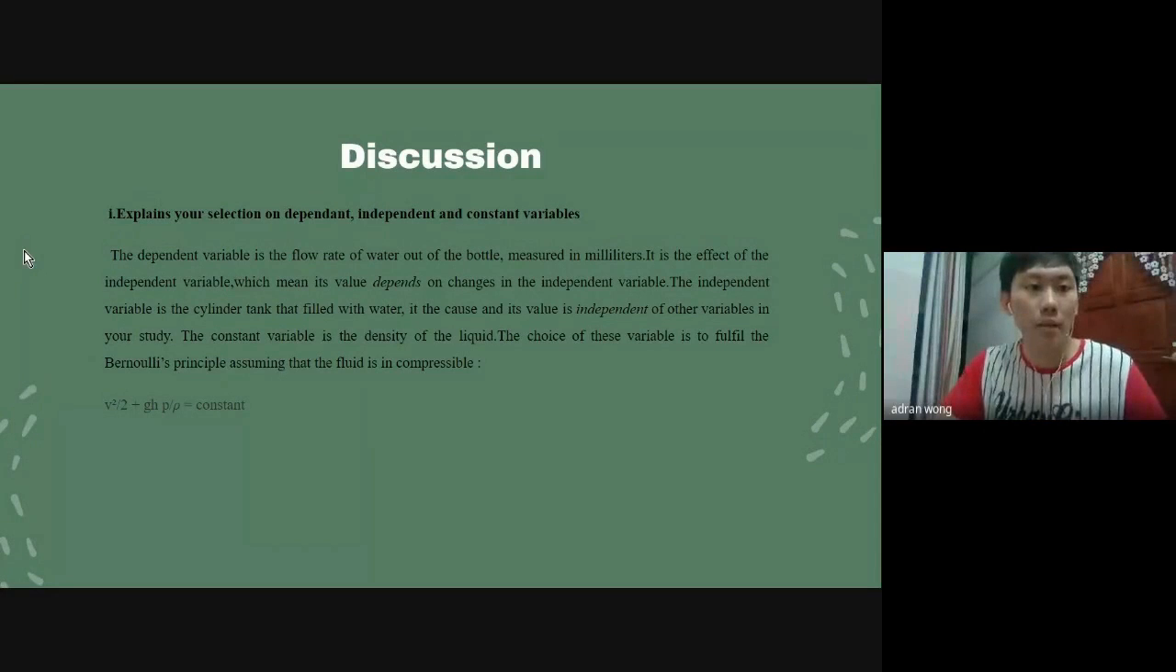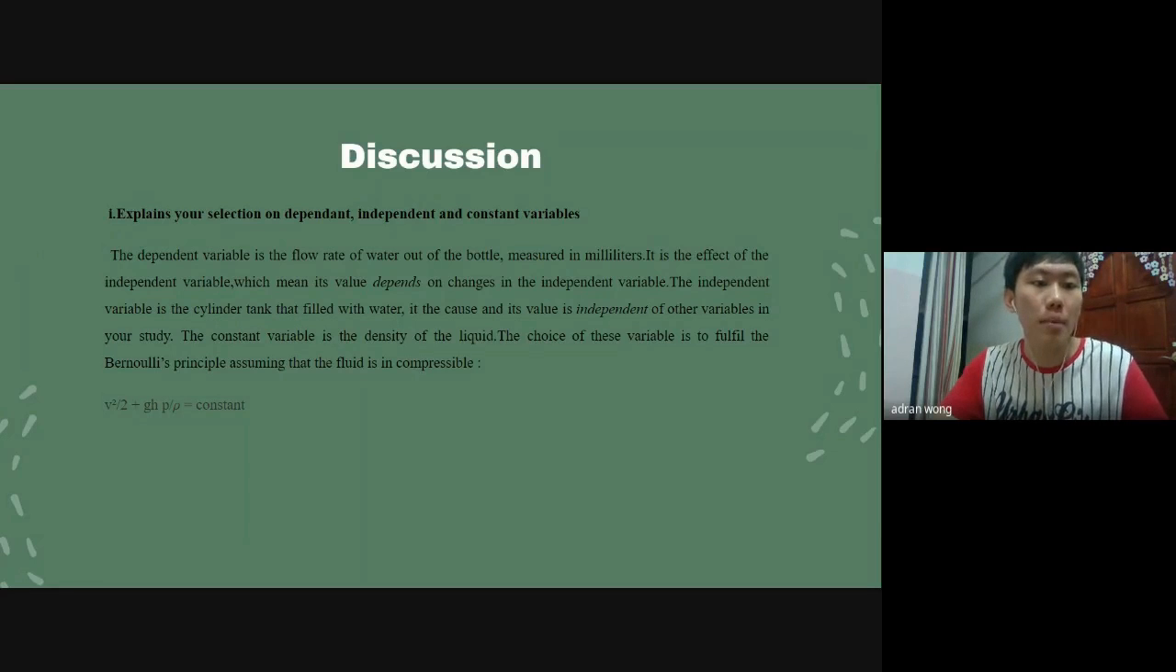For the discussion part, the first part will explain the selection of dependent, independent, and constant variables. The dependent variable is the flow rate of water out of the bottle, measured in meters cubed per second. It is the effect of the independent variable, which means its value depends on changes in the independent variable.